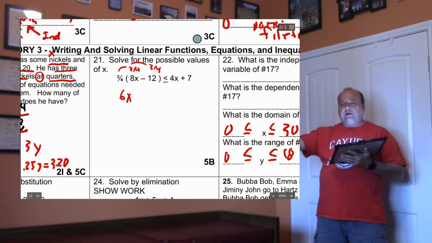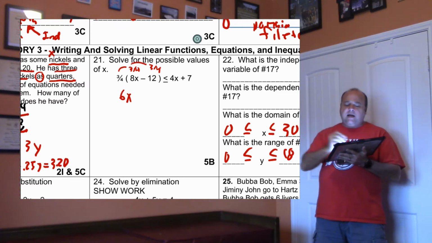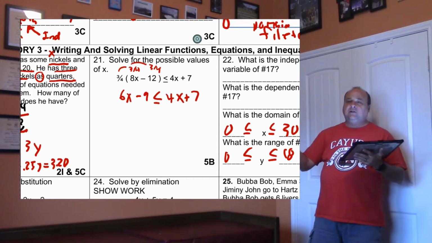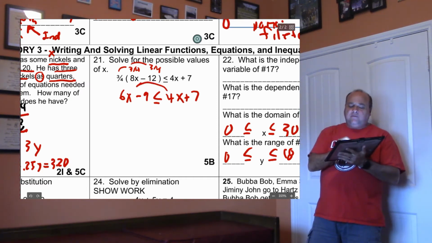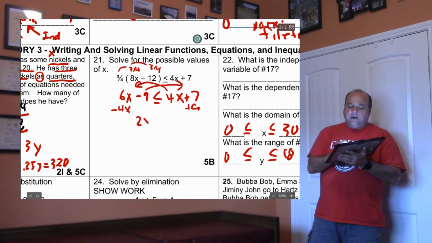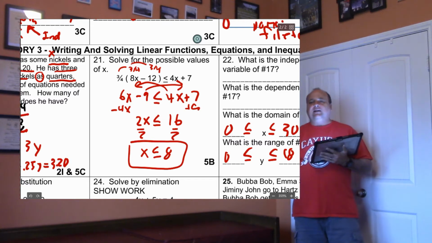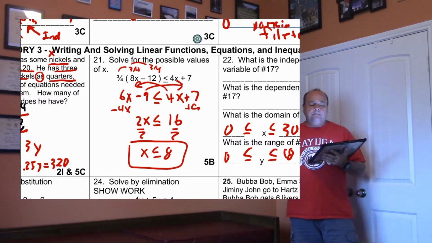12 times 3 is 36. 36 divided by 4 is 9, minus 9, less than or equal to 4x plus 7. Now then I'm going to solve for x. Usually we want x on the left. So move the x to the left, move the 9 to the right. So I'm going to get 2x less than or equal to 16, divide by 2, and I'm going to get x less than or equal to 8. So my value of x has to be 8 or smaller, right?